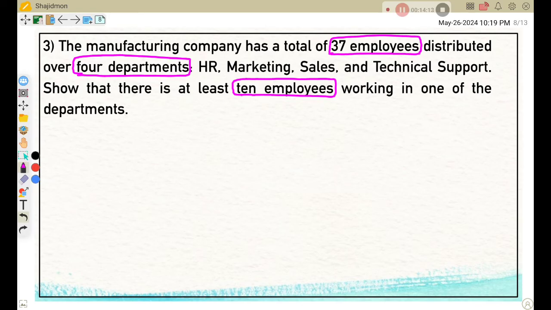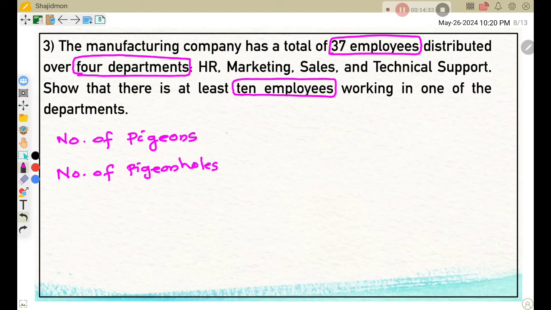So this is by using the pigeonhole principle. You know, when we are doing the pigeonhole principle, we need to know the number of pigeons, and we need to know the number of pigeonholes.